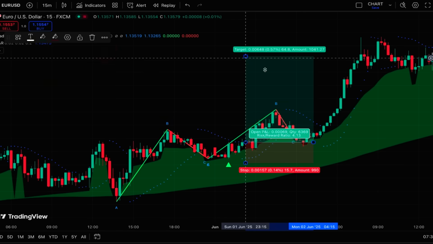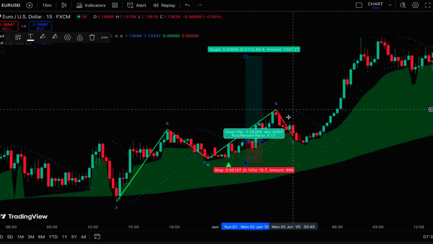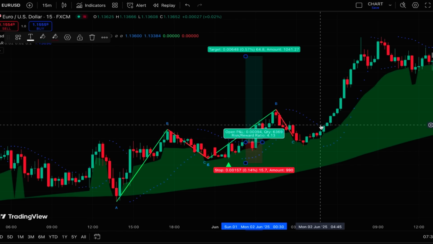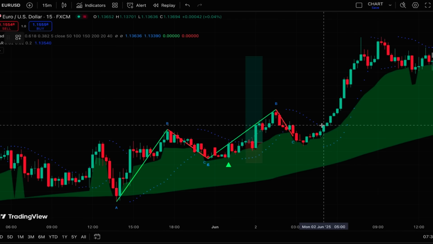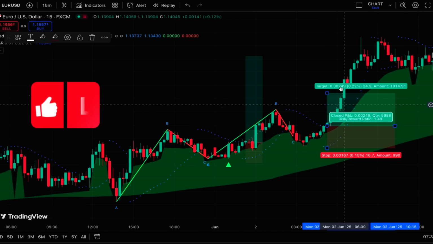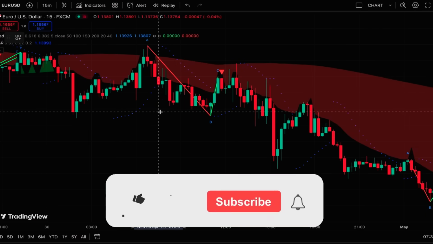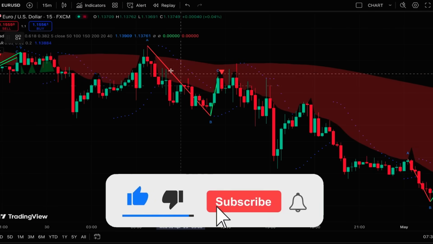And for this ABC pattern that formed here, in the pullbacks the dots are above the price up to this point, and here when this candle is closed, we got the first dot below the price. So in practice we could enter a long position at this point when this new candle was opened. The stop loss for this trade is placed below the previous swing low, and profit target at risk to reward ratio of 2.